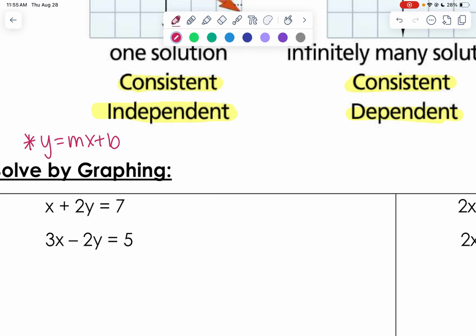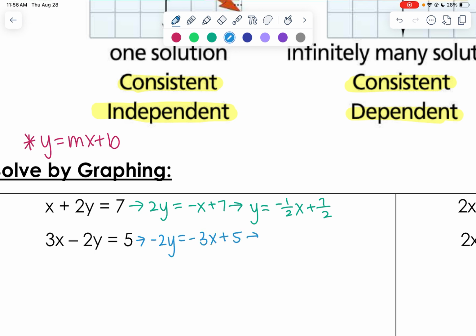So if I solve this first one for y, I would subtract x on both sides. So I would get 2y equals negative x plus 7. And when you divide by 2, you would get y equals negative 1/2 x plus 7/2. Then I'm going to do the same thing with my second one. I would subtract 3x, so I would get negative 2y equals negative 3x plus 5. And then I would divide by a negative 2, so it's going to change my signs. So I have positive 3/2 x minus 5/2.